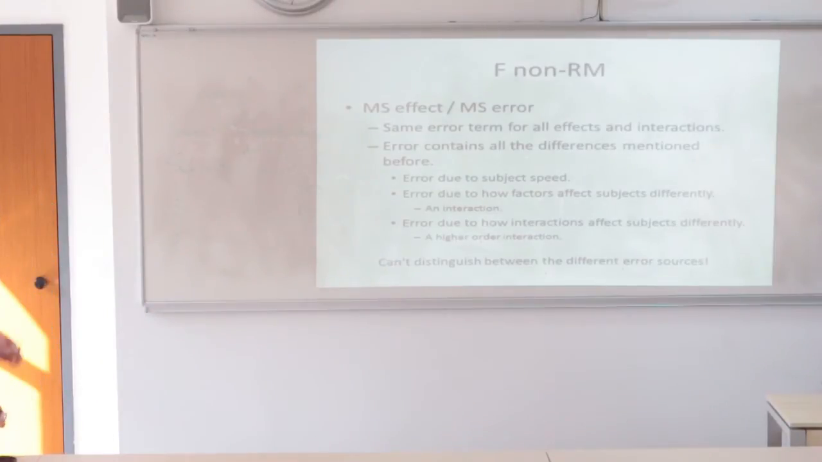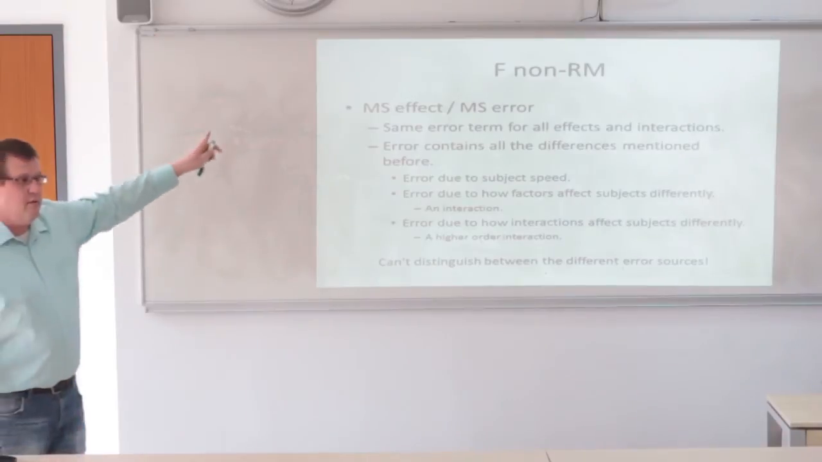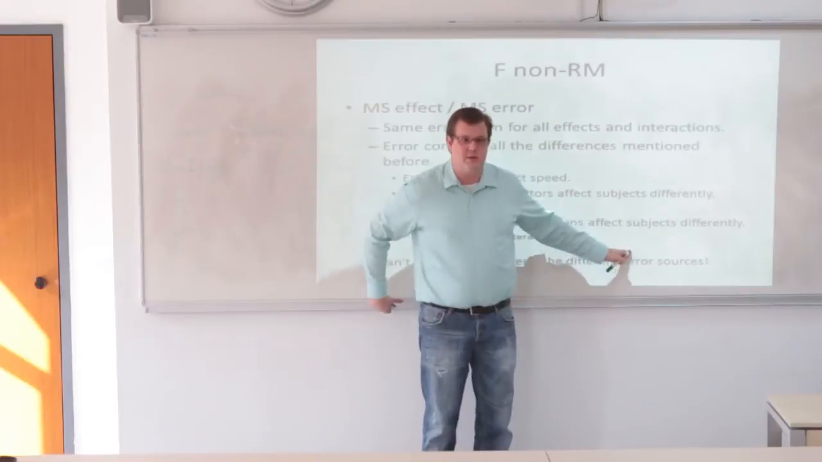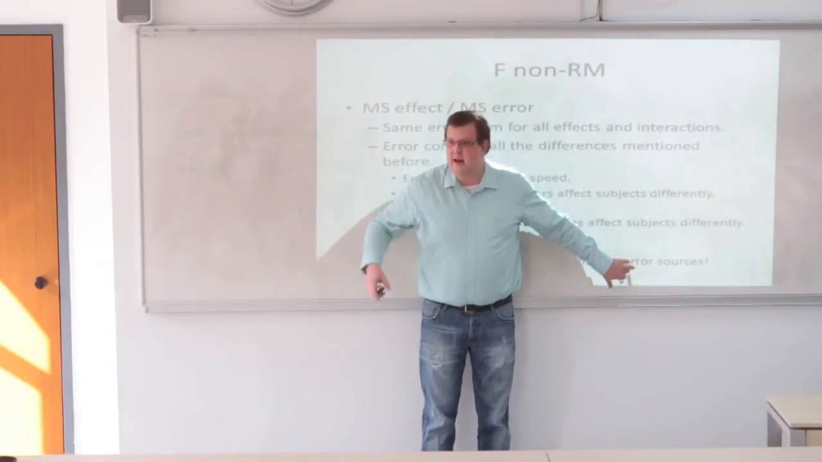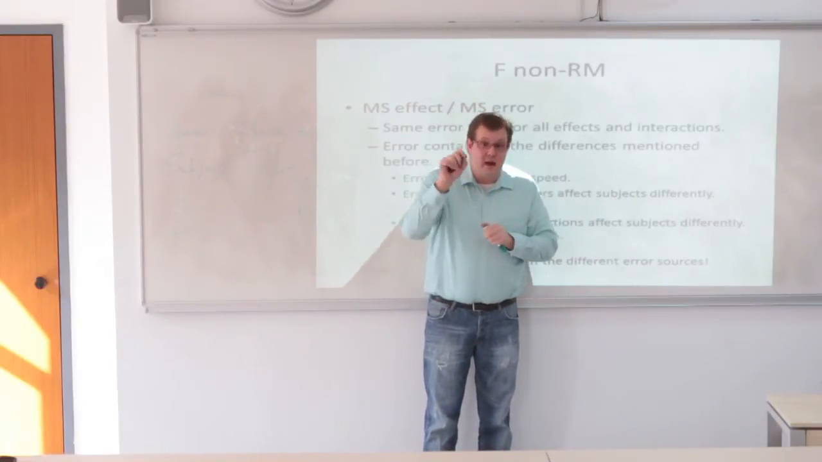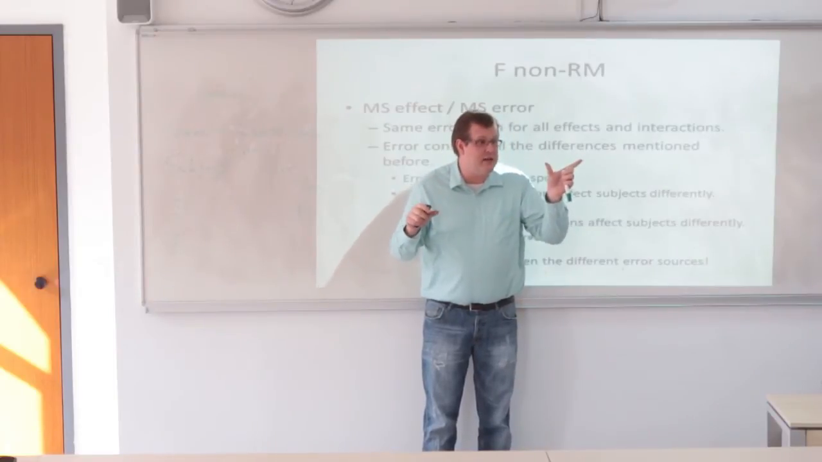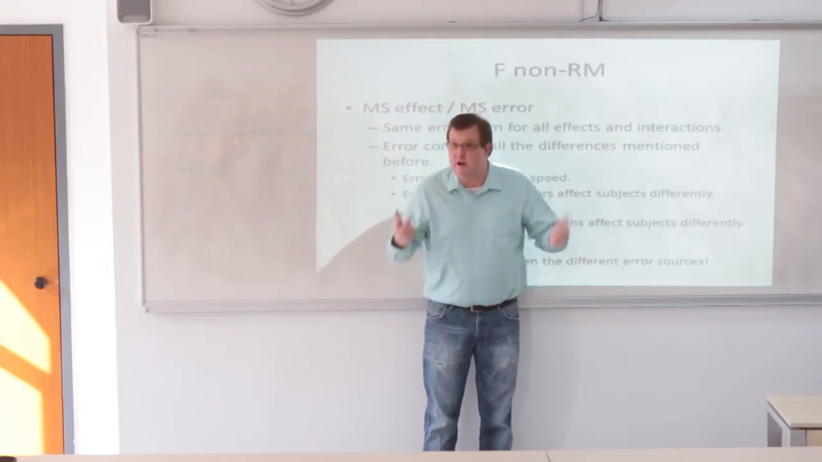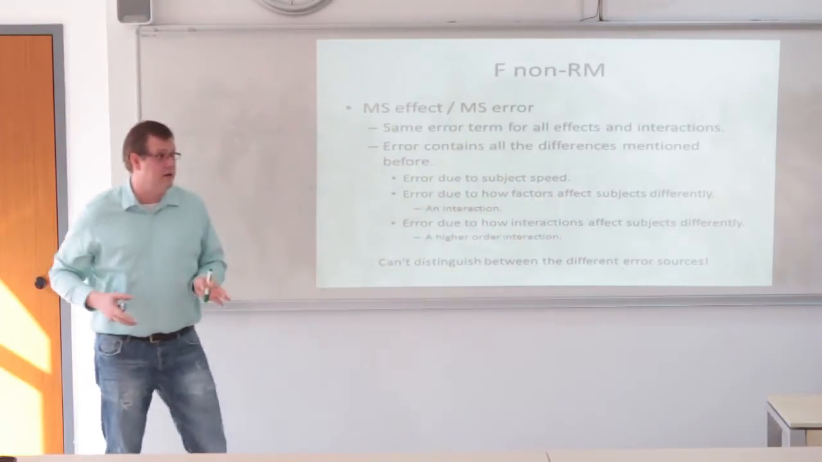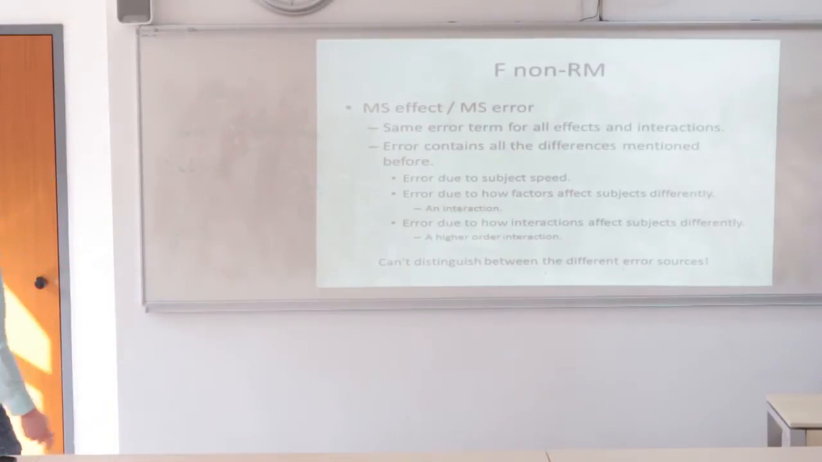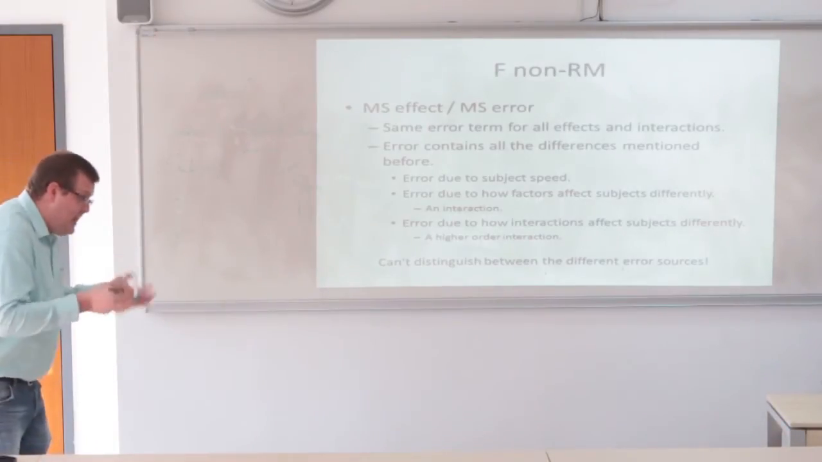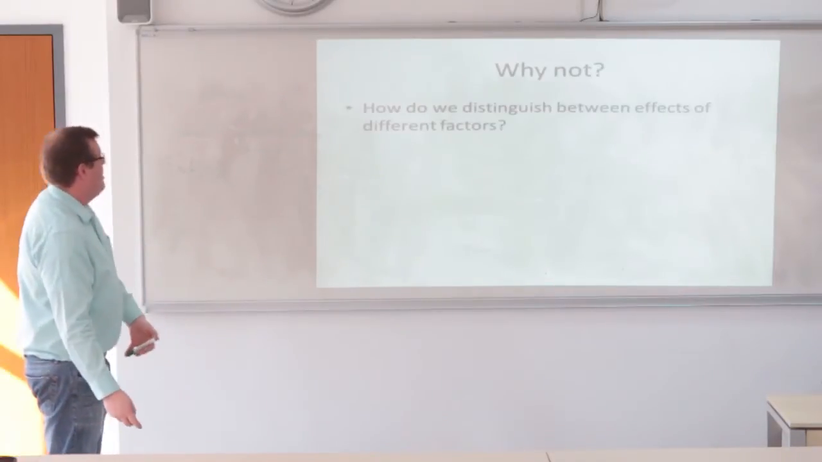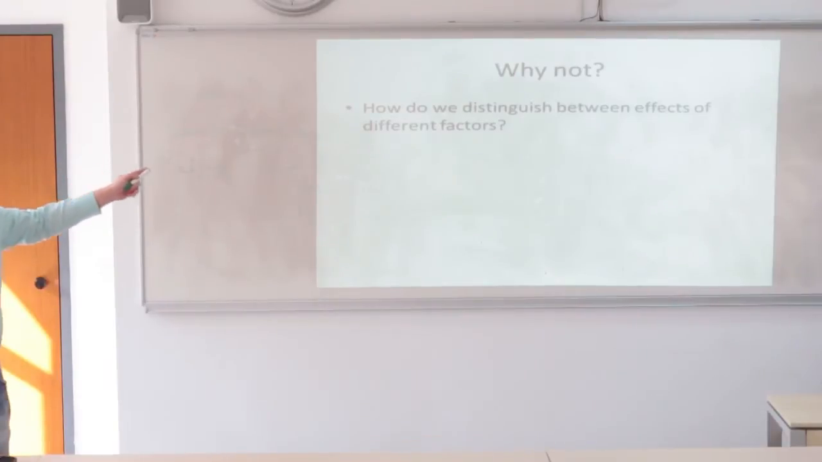Whew. Okay. Now, the problem with our non-repeated measures ANOVA is that we can't distinguish between the different error sources. Right, when we did that ANOVA modeling our scores as a function of subject, it just gave us one big sum of squares, the sum of squares total, which had everything in it, all of these different types of error, right? Because it has all of these different types of error contained in it, we really can't estimate the different error sources. Why not? Think about how we distinguish between effects of different factors.